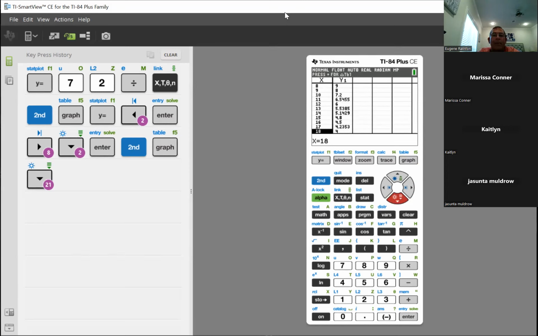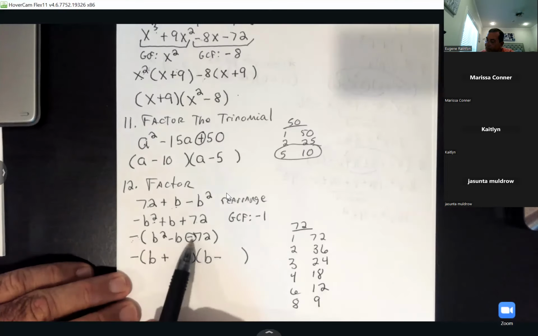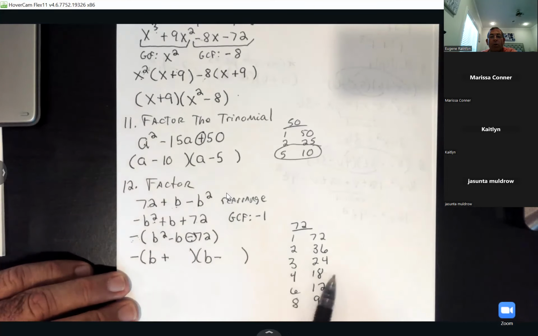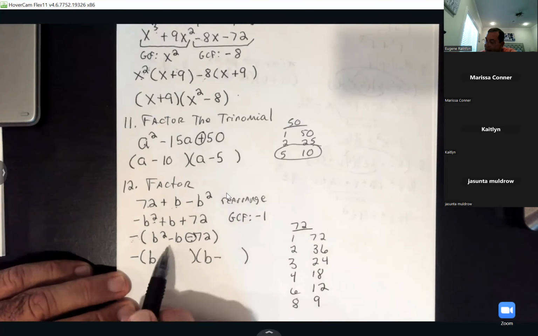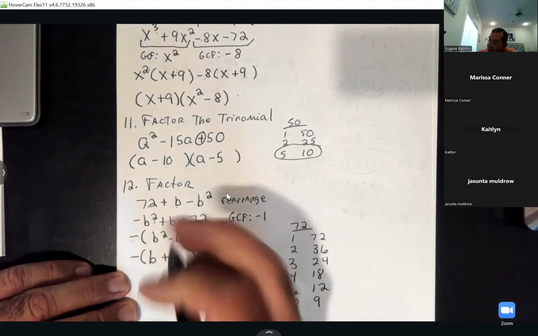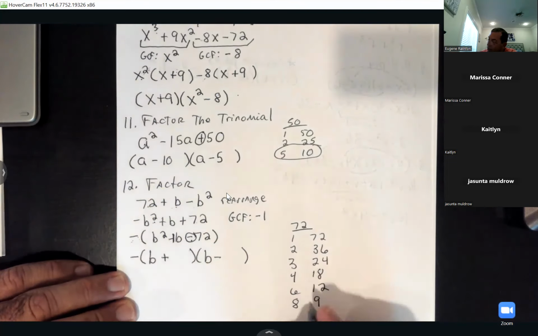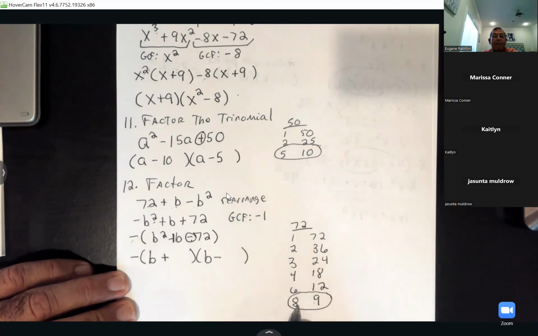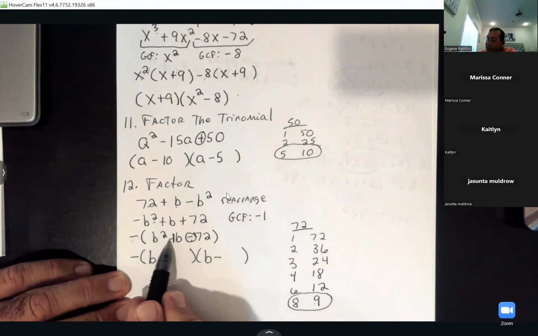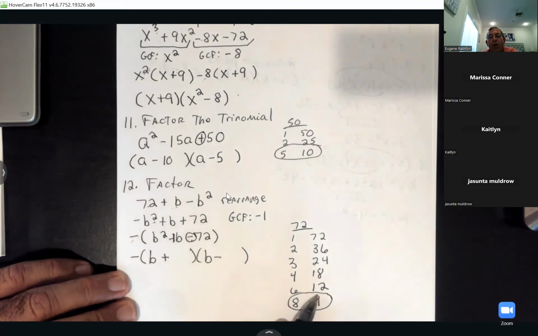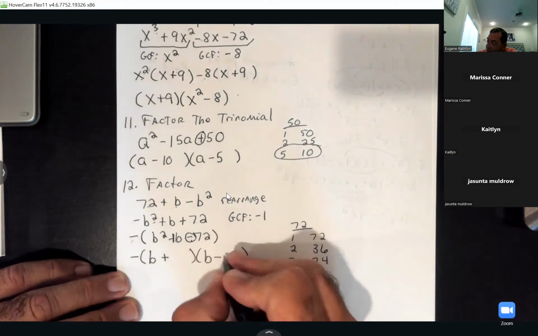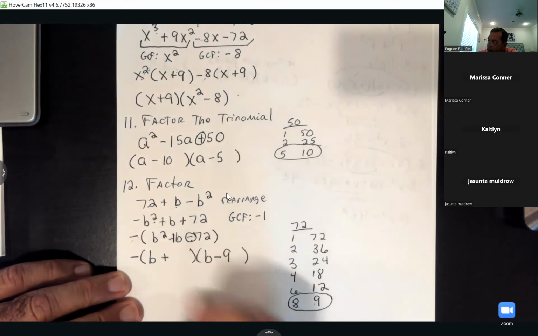So let's go back to our paper now that I got my factors. Remember, since the last one's negative, you want two factors over here that subtract and give you a 1. Because remember, there's not a number there. It's like a -1b. So the two numbers that factor that subtract to give me a 1 are 9 and 8. Since the middle number is negative, the larger factor is negative. So the 9 will be negative, the 8 will be positive.